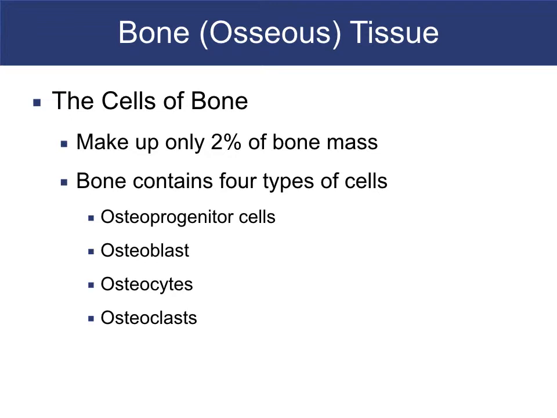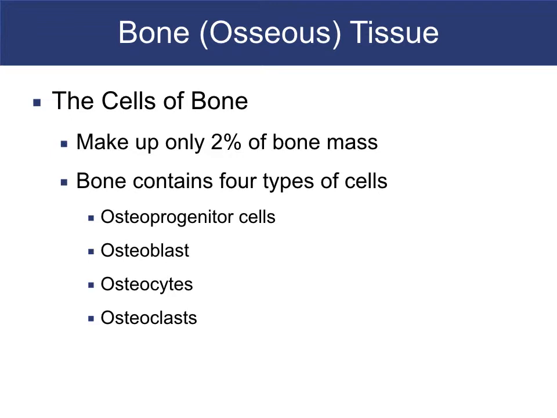All right, so let's talk about the 4 kinds of cells that are found in bone. And they're not very tough to learn. The top one is called an osteoprogenitor cell. What do you think progenitor means? Like a stem cell, like a cell that can turn into a bone cell if it wants to. Okay, that's true. So before they become bone cells, they're called osteoprogenitor cells.